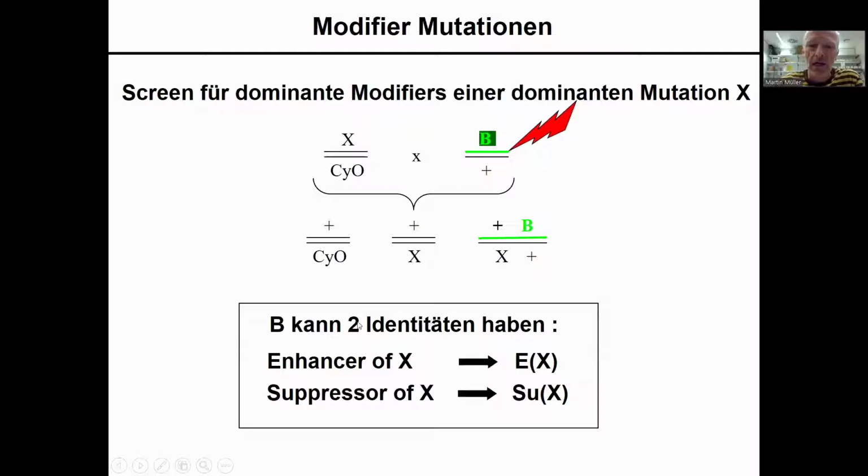And thereby you can isolate 2 different types of mutations, either mutations which enhance the phenotype of X or suppress the phenotype of X. And if you find such modifier mutations, they are likely to work in the same pathway as the first mutation X that you have isolated. They are genetically interacting with each other, and genetic interaction is always a good indication that two genes have something to do with each other. So much about the explanation of what a suppressor or an enhancer is.